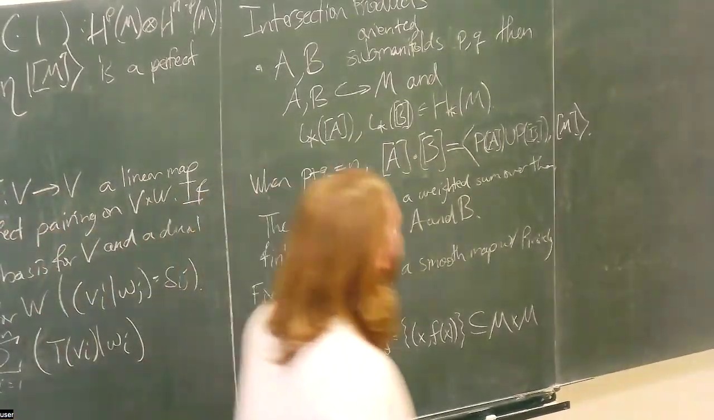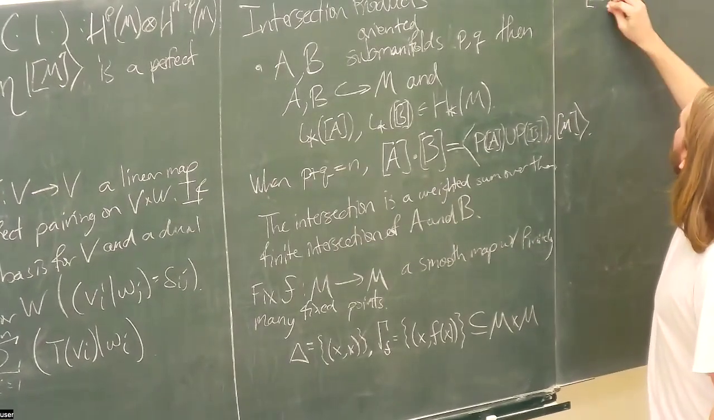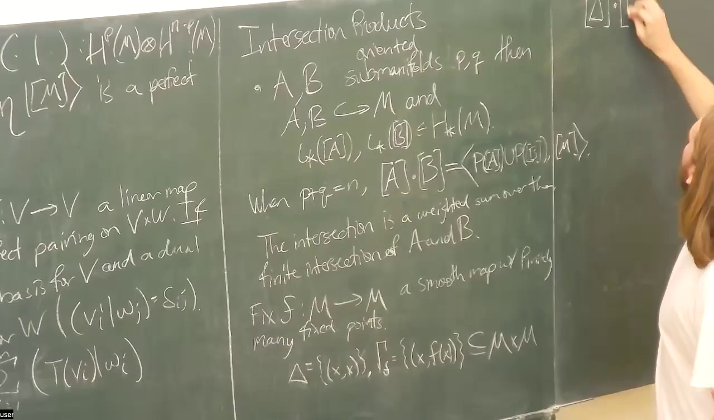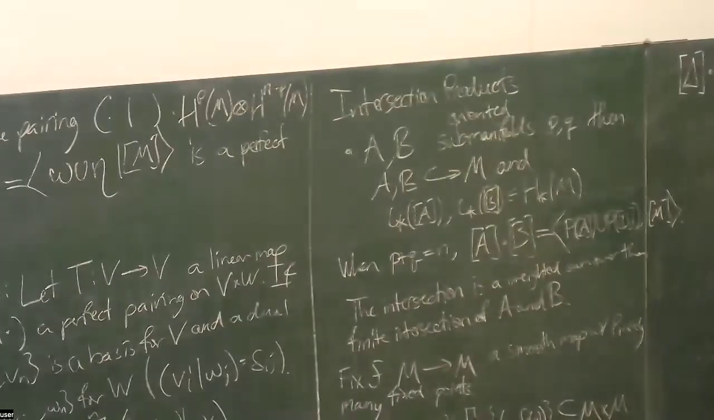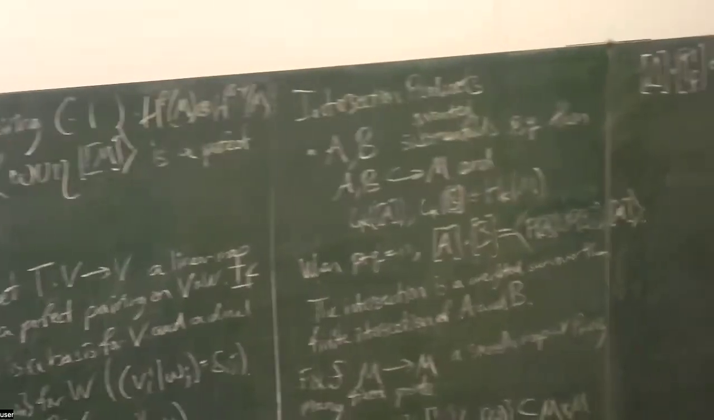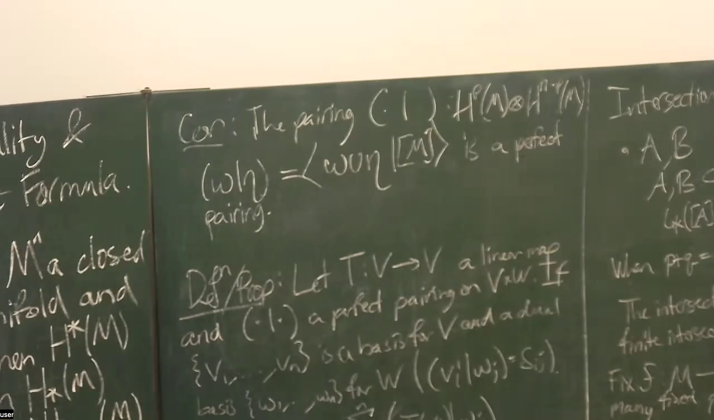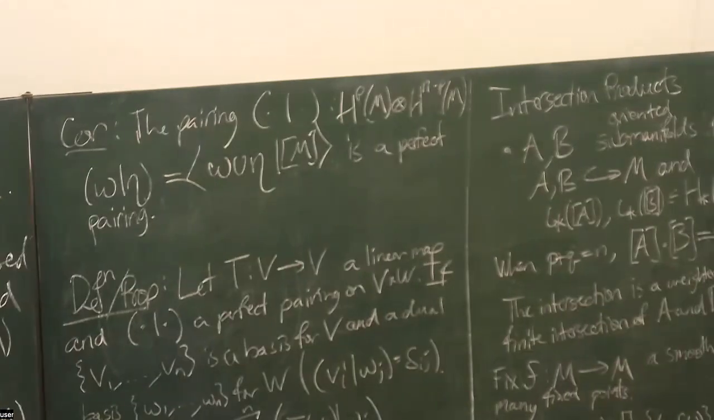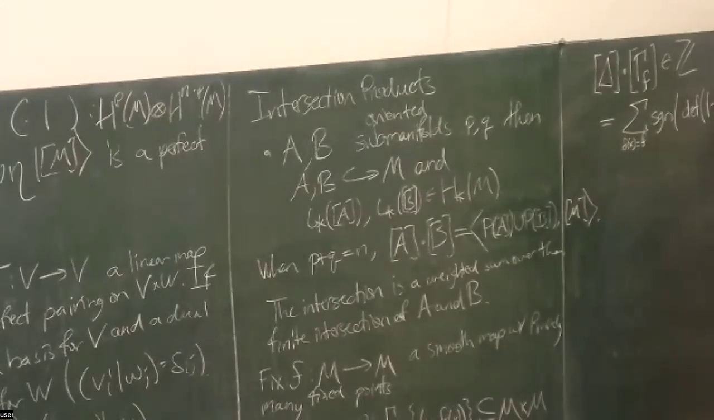And so we can do two things. We know from here that the fundamental class of this times the fundamental class of this thing is just some number, an integer. And what this number is going to be under nice circumstances is it's going to be equal to the sum over the fixed points x of the sign of the determinant of 1 minus the differential at those fixed points.